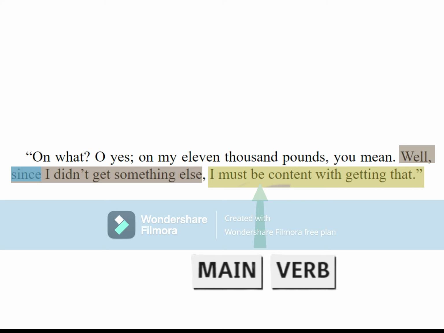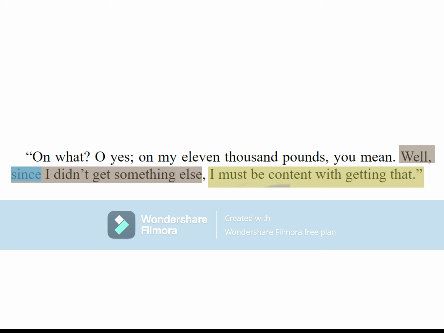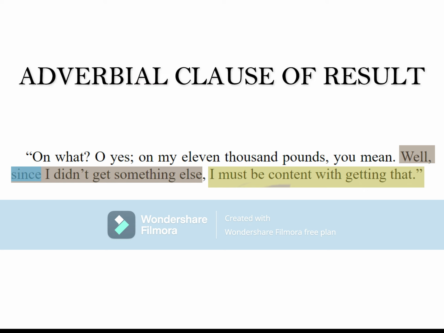In this case, the adverbial clause pre-modifies the main verb, must be content, and provides information about the reason of it. This sentence is an adverbial clause of result. It's good to mention that in this case, there is a compulsory comma preceding the main clause. This is compulsory because the adverbial clause is introducing this complex sentence.